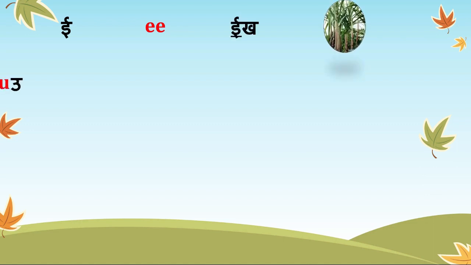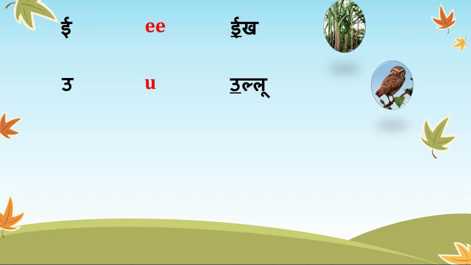The next vowel is a labial. Make a little circular shape with your mouth. Repeat with me. Oo. Oo. Feel the sound and vibration in your lips. Oo. Single U in English. U for ullu, which means owl.